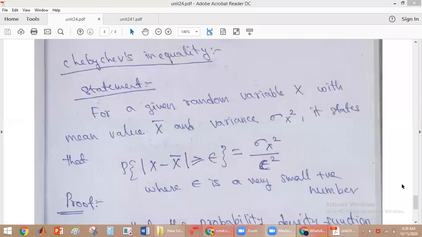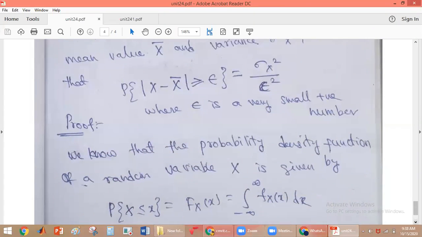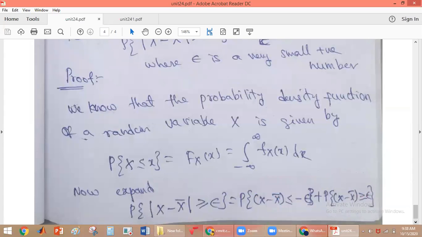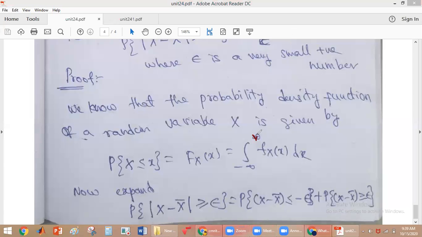Now we'll see the proof of this. Here we know that the distribution function of a random variable is given as probability of x less than or equal to x is equal to Fx of x, which is equal to the integral from minus infinity to x of fx of x dx. Capital F is called the probability distribution function, and small f is called the probability density function. This is the formula we'll be using.